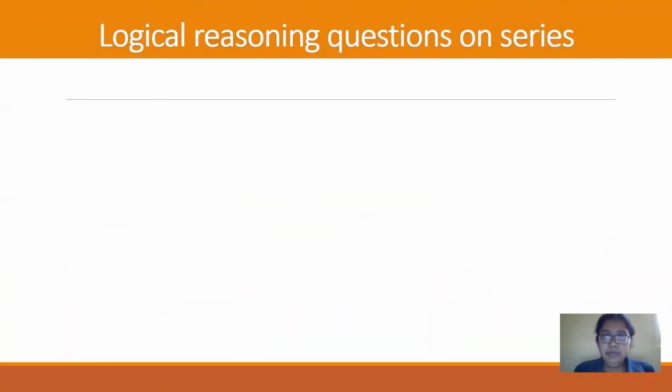Moving to our first type of question, that is logical reasoning questions on series. Over here, series are basically of three types. It can be numeric, that is, it consists of just numbers, 1, 200, any number I can say. Then second is letters, that is A, B, C, D. Then alphanumeric, that is alphabetic plus numeric.